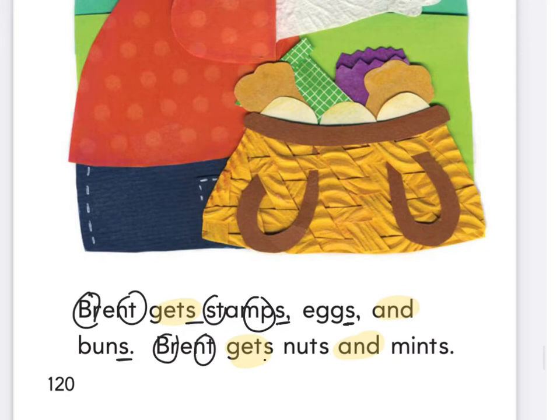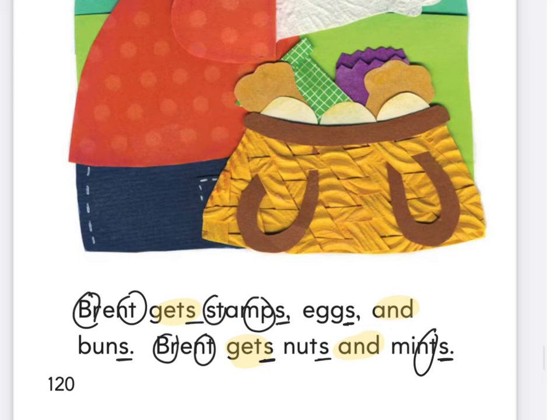Brent. Ending S on gets. Ending S on nuts. Here's an nt at the end of this word, and an ending S. Mints. Okay. So, Brent, stamps, eggs, buns. Brent, nuts, mints. Okay, go ahead and practice reading that to yourself 3 times. Press play when you're ready to read together.